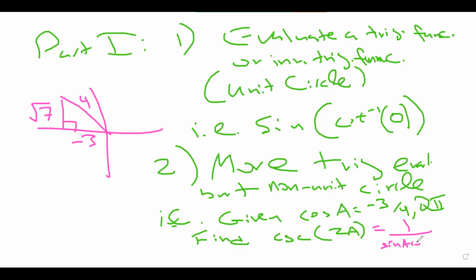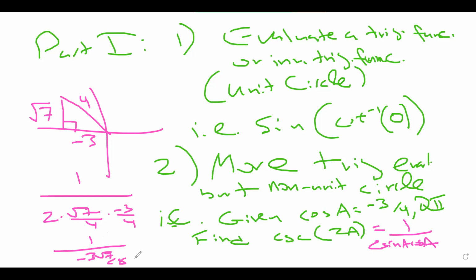2 sine A cos A. Sorry, I take it back. My apologies, right? Because remember, sine 2A was 2 sine A cos A, so it's 1 over. Well, sine A obviously is going to be root 7 over 4, right? So 1 over 2 times root 7 over 4, and cosine A, of course, is -3/4. So you get 1 over -3 root 7 over 8. Is that correct? And then you flip it over, and then you have the answer.